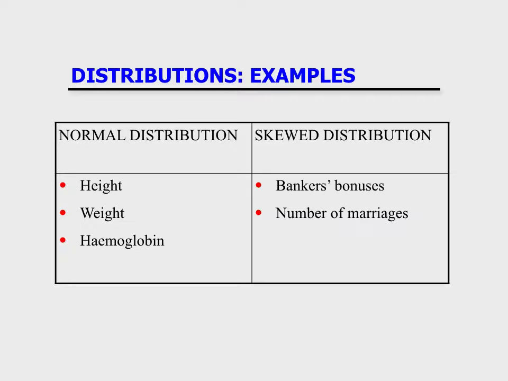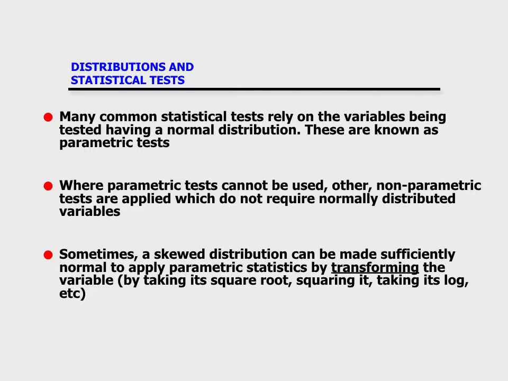Maybe number of marriages is another example. So there are other ways to get at that data, as I mentioned before. If we look at the distribution and the statistical tests, most common statistical tests rely on the variables being tested having a normal distribution. And as I mentioned before, these are called parametric tests. However, where the parametric tests are not used, we have non-parametric tests that are applied and don't require the data set to be normally distributed.